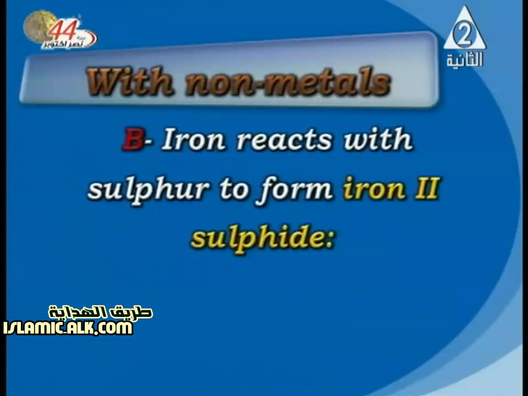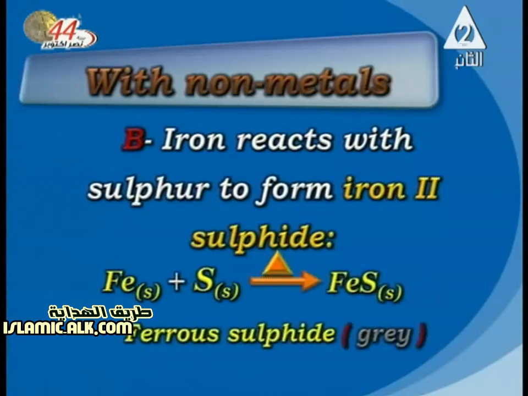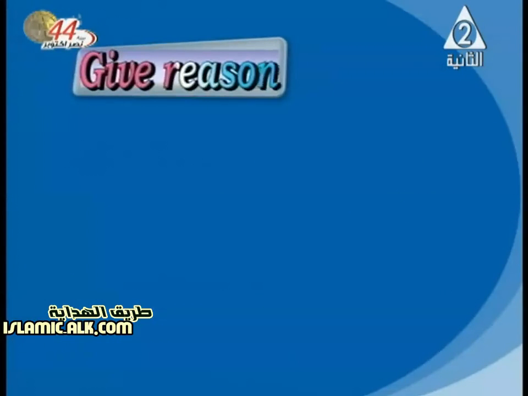Now we are going to discuss the reaction of iron with sulfur. It forms iron 2 sulfide or ferrous sulfide. As the equation shown on the screen, iron plus sulfur by heating gives iron 2 sulfide or ferrous sulfide that has gray color. Now we have a give reason in this point.